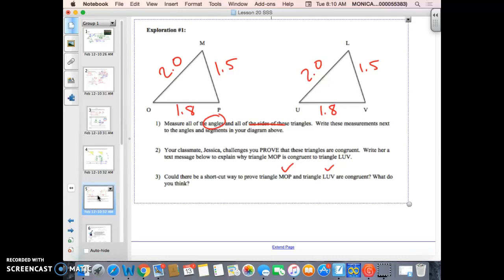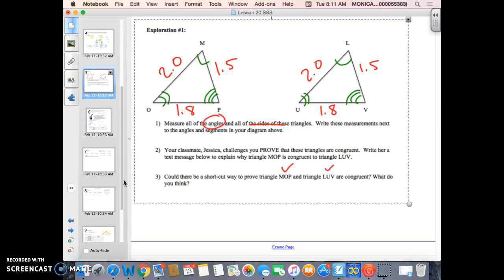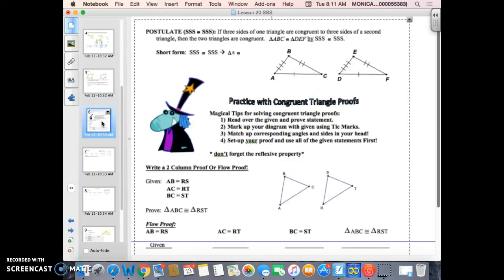Okay, well, I haven't written the angle measures down, but you should have noticed that angle M is in fact congruent to angle L, and that angle O is congruent to angle U, and angle P over here is congruent to angle V. So you can prove that two triangles are congruent just by looking at their side lengths, and that's going to work for every triangle. And what we call this is postulate side, side, side. Basically what that states is if you have two triangles and you know that their sides are congruent, the triangles are also going to be congruent, okay?